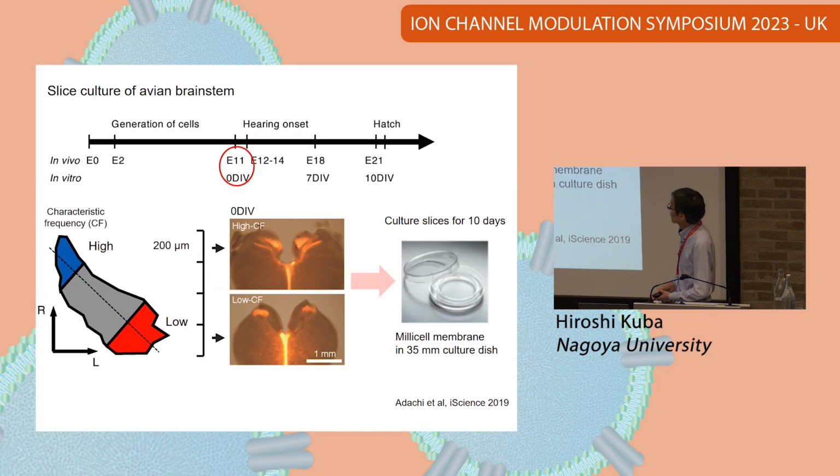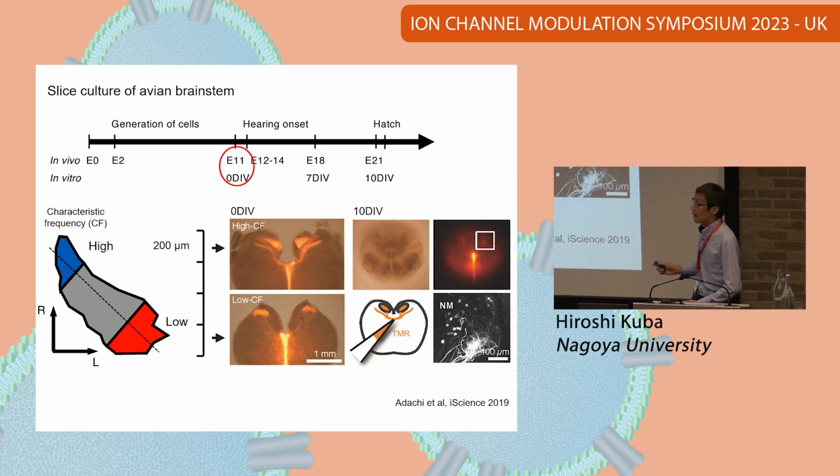The slices were prepared from animals around the period of hearing onset and cultured on the Millicell membrane for about 10 days. These are NM neurons visualized by a retrograde tracer. The advantage of this culture is that neurons from different tonotopic areas can be easily separated, and their activity can be controlled independently of afferent input.